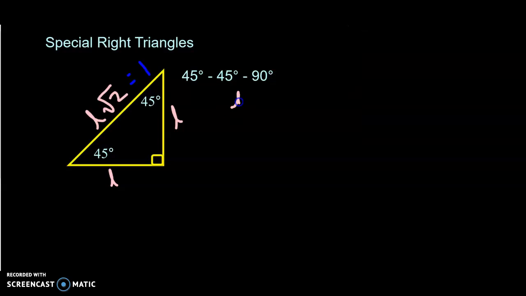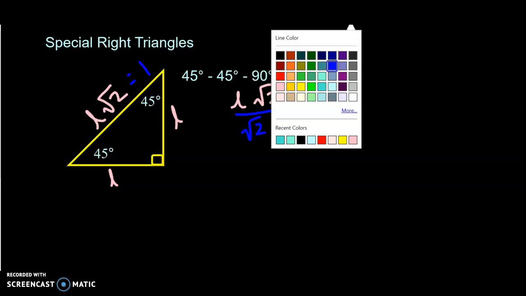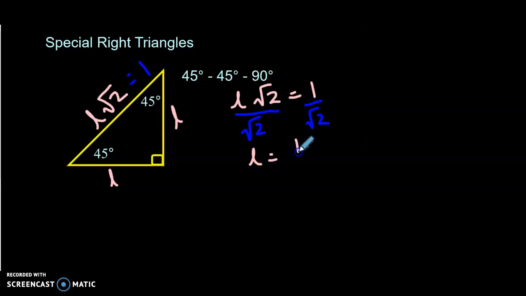So we have L root 2 equals 1. If I want to solve for the variable L, we divide by root 2. Right? And we get that L equals 1 over root 2. But remember, we don't like to have radicals in the denominator. So what do we do? We multiply by root 2, both numerator and denominator, and we get square root of 2 over 2. So L is equal to square root of 2 over 2.